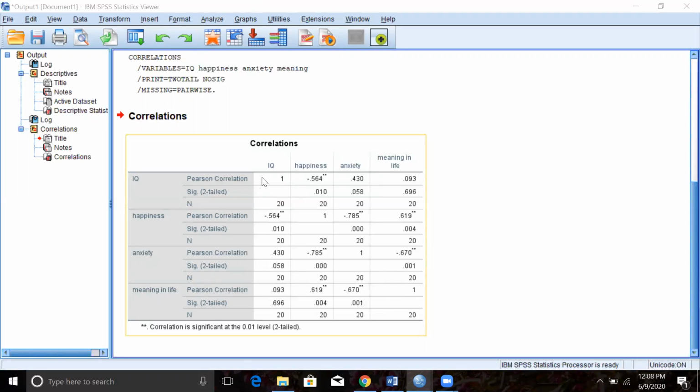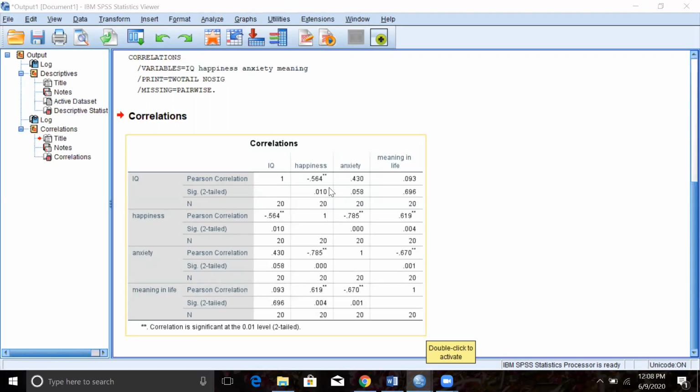You might also notice that each half above and below that diagonal is a mirror image of itself. Again, that's because the variables are listed this way and that way, meaning that to get the correlation between happiness and IQ, that information is here in that box, and the same information is here. Essentially, this gives you the correlation between happiness and IQ. This gives you the correlation between IQ and happiness. The same thing.